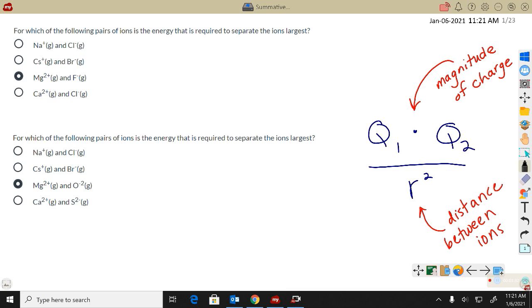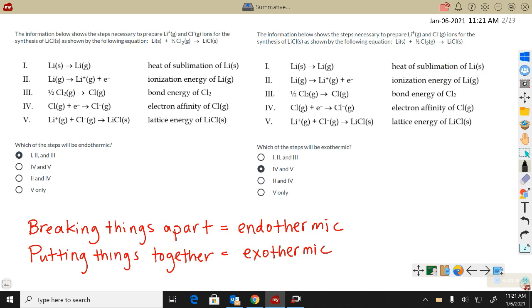And the same thing kind of happens in the second option. We want one of the last two options. They've got the higher charges, but then magnesium and oxygen are smaller than calcium and sulfur. So those ions can pack more tightly together, creating a stronger attraction, and then it would take more energy to separate the ions.